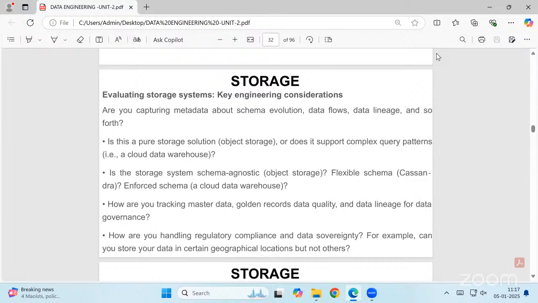All these things are in the third, fourth, and fifth units of your syllabus. Anyway, we are going to learn what data flows, data lineage, and schema evolution are in data architecture and pipelining concepts. At that time you'll understand what these words mean. Now, is this a pure storage solution, or does it support complex query patterns, object storage, or a cloud data warehouse? It means whether you are storing on your own internal hardware or using cloud storage.